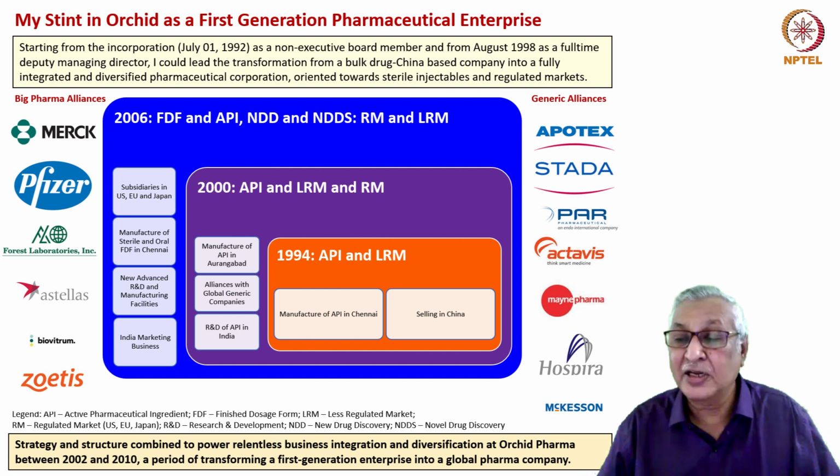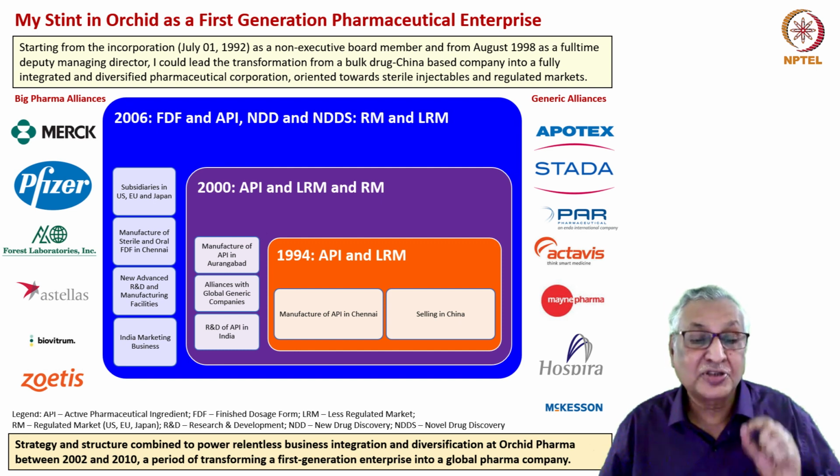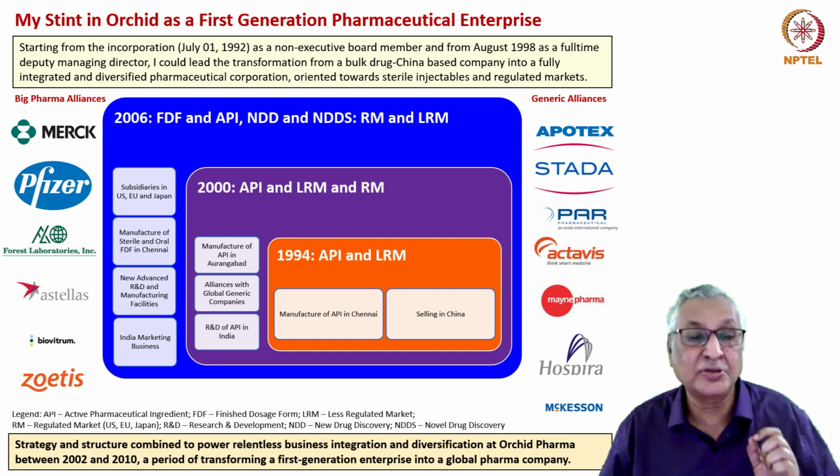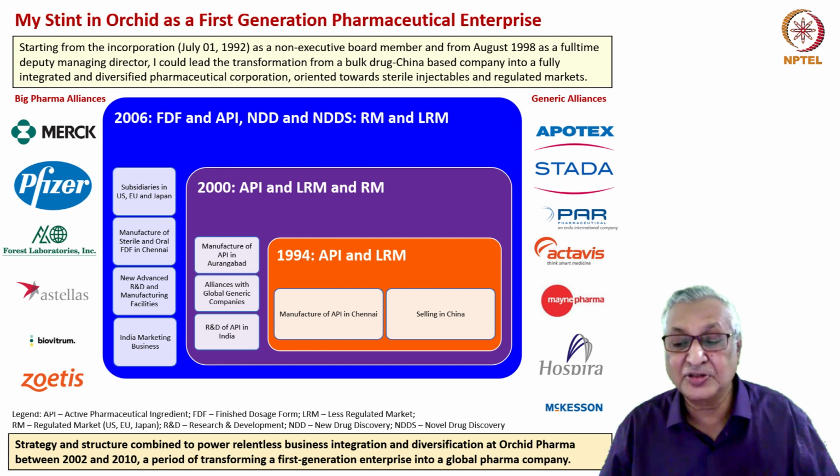You can see the generic alliances made with the world's leading generic companies. Similarly, you can see the big pharma alliances made with the global leaders in pharmaceutical industry such as Merck, Pfizer, Forest, Astellas, and Novartis. Strategy and structure combined to power relentless business integration and diversification at Orchid Pharma between 2002 and 2010, a period of transforming a first generation enterprise into a global pharma company with few parallels in the Indian pharmaceutical industry.